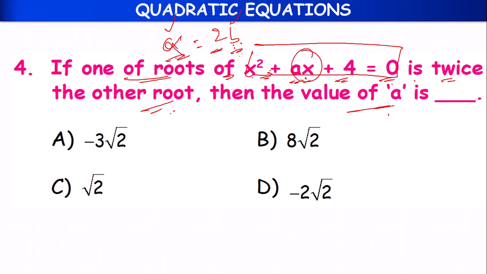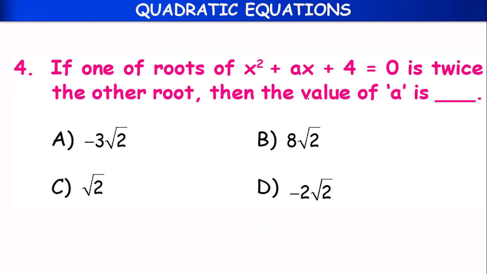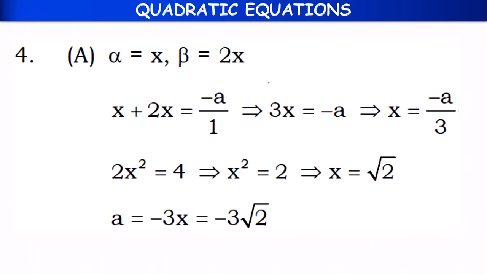Let us assume here alpha and beta. If alpha equal to 2 times beta, then what is the value of a here? So let alpha equal to x and beta equal to 2x, children. If one root is x, then the other root beta is 2 times x. Let us assume like that. So then sum of roots, we know that the formula is minus b by a.